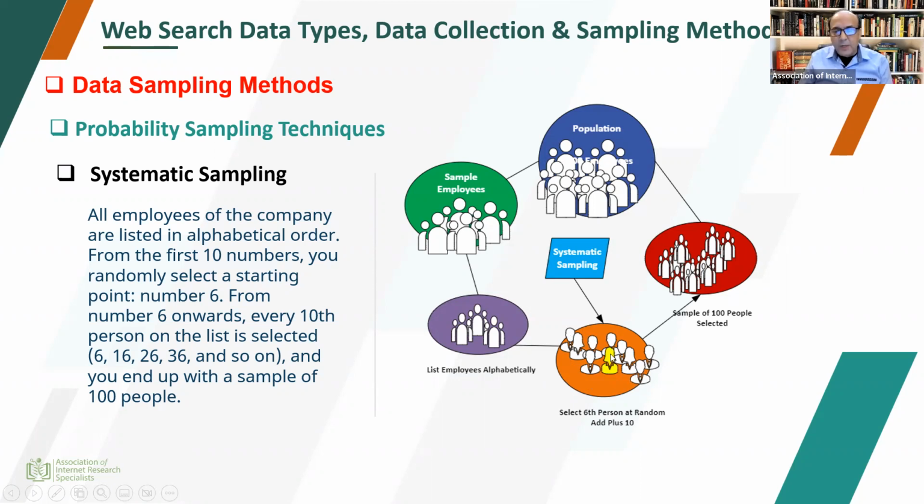And let's suppose you need 100 people. Every 10th person you can keep adding until you get a total size of 100 employees. And this is where the end result, or the sample, is actually showing in this red color circle. All of these are systematically selected, or have a systematic method applied to them.